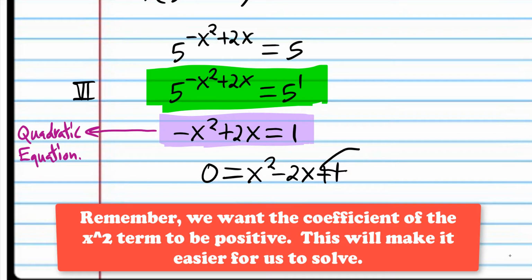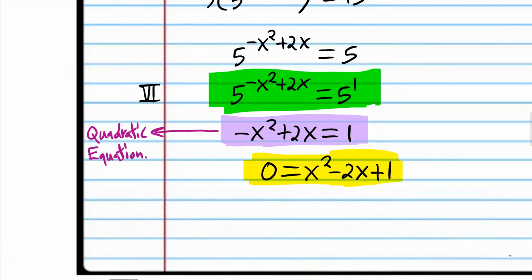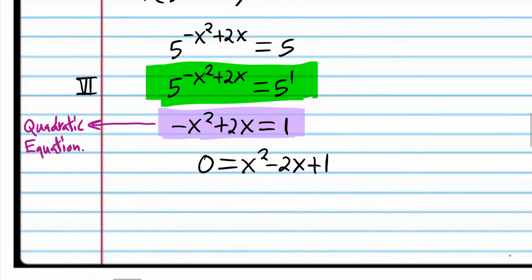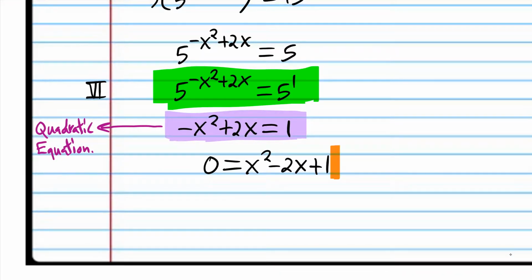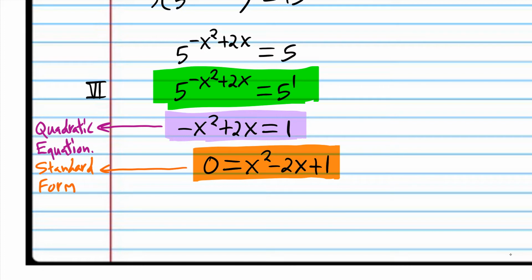You cannot solve the purple equation unless you put it in standard form. So not only do you have to recognize it as a quadratic equation, but you also have to put it in standard form. If you don't do all of those things, then there's just no way that we're going to be able to solve this. So I'm going to highlight this, and I'm going to write standard form. You must put it in standard form.